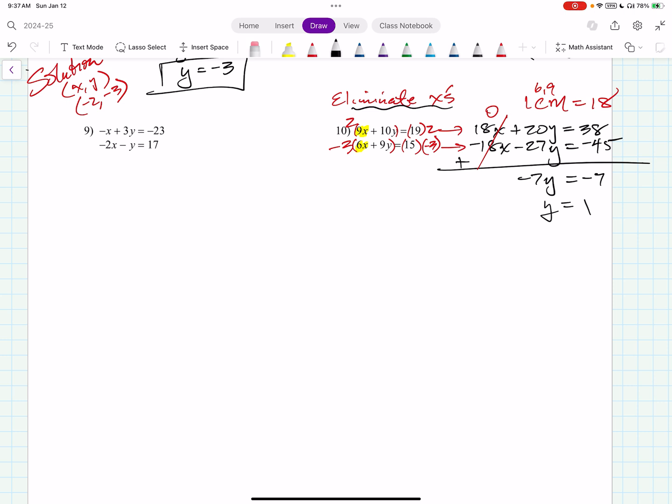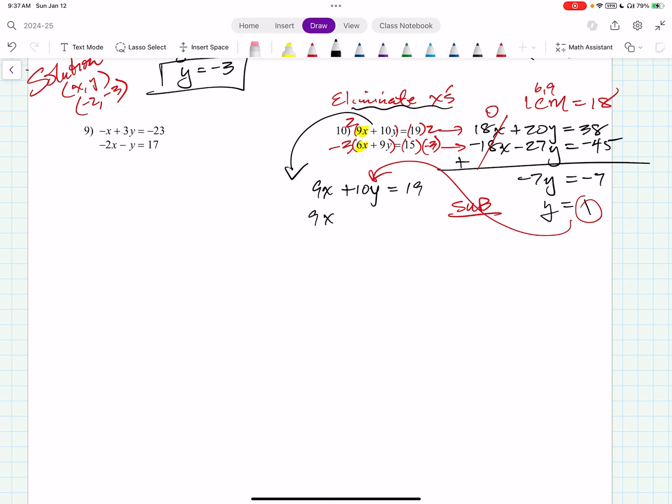And then you pick an equation, and you got 4 to choose from to find x. So I'm going to just pick the first one over here. I'm just going to rewrite it so I can see it better. So 9x plus 10y is equal to 19. And then I take my y value here, and I substitute it in. Or you can do double elimination. I talked about that in class 2. So you can either substitute the y value in and solve for x, or you can do double elimination. It's totally up to you.